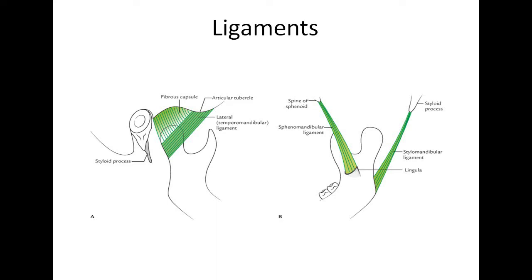The direction of the fibers is downward and backward, attached above to the articular tubercle and to the root of the zygoma, and below to the posterolateral aspect of the neck of the mandible. The accessory ligament is the spinomandibular ligament, which is attached above to the spine of the sphenoid and below to the lingula and the lower margin of the mandibular foramen. It lies on a deeper plane away from the joint capsule.